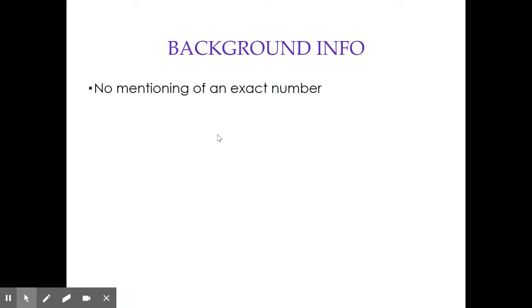So it's important to note that there's no mentioning of an exact number of Supreme Court justices in the Constitution. Remember, Article 3 is by far the most vague, and really the Founding Fathers left up to Congress to fill in a lot of the gaps that are missing in the details of Article 3. So there is no mentioning of an exact number.